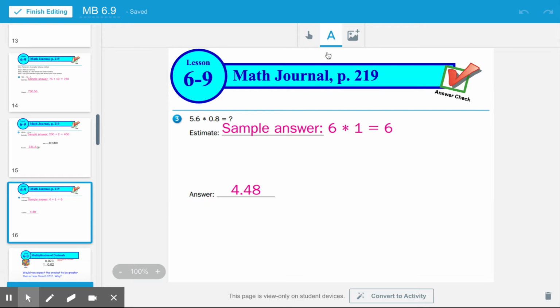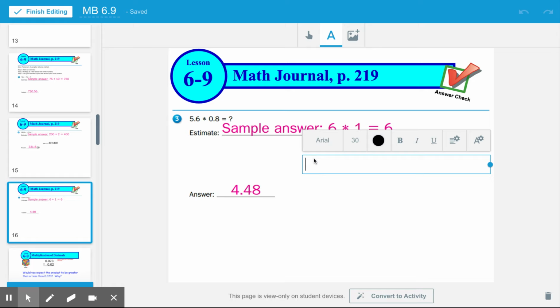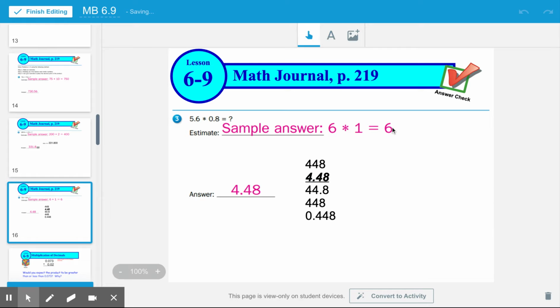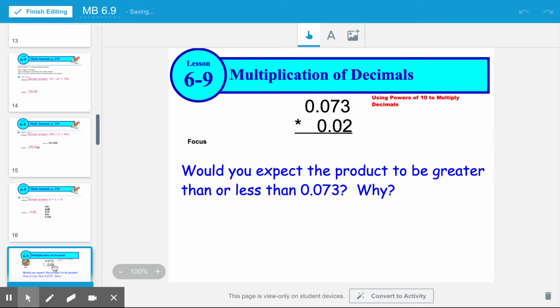You've got different options when you are writing this. This is what our actual answer was without the decimals. You could do 4.48, you could do 44.8, or you could do 448, and then if you put it at the beginning, it'd be 0.448. And so we know these are the options we have, and we know this one right here is the one closest to 6 when listing out all of our options. So 4.48 based on our estimate.